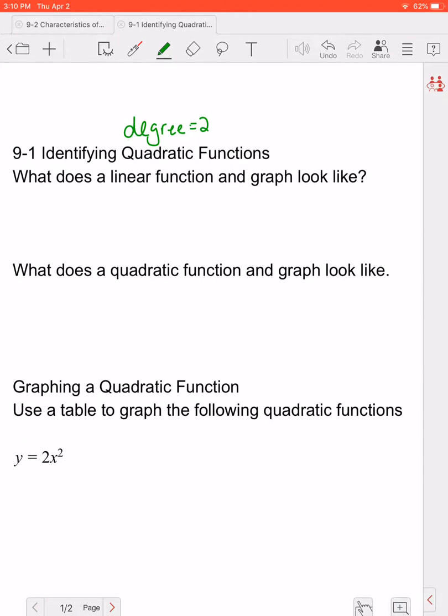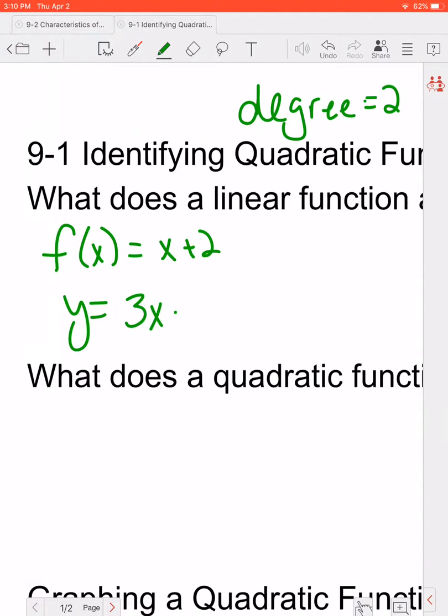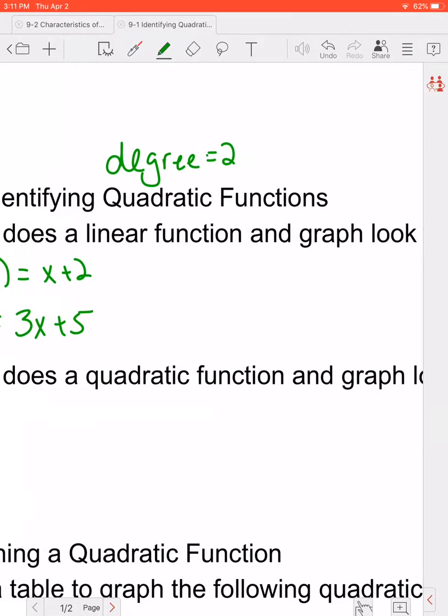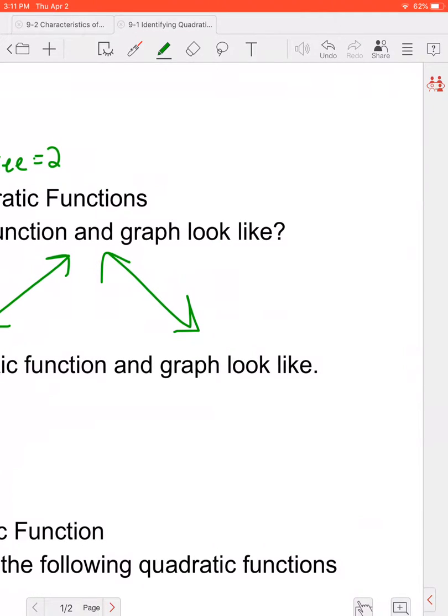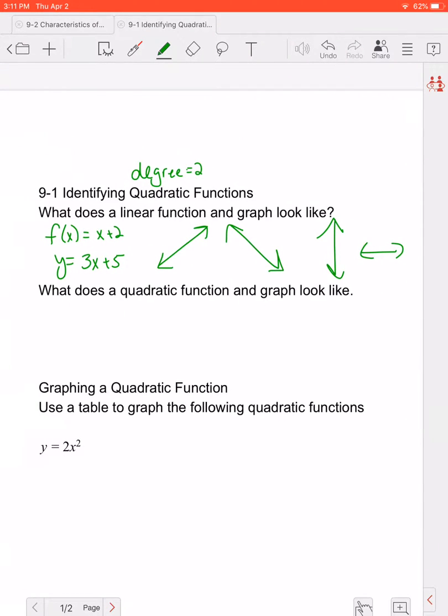So we're going to go back to basics. What does a linear function and graph look like? Remember, when we're talking about a linear function, that might be something like f of x is equal to x plus 2, or y equals 3x plus 5. Those were linear functions that we looked at, or equations. Okay? And a graph would be some sort of straight line, right? You drew a lot of these in the y equals mx plus b form, and maybe even it's a perfectly vertical or a perfectly horizontal line.